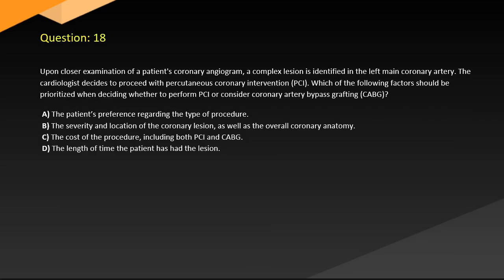Question 18. Upon closer examination of a patient's coronary angiogram, a complex lesion is identified in the left main coronary artery. The cardiologist decides to proceed with percutaneous coronary intervention (PCI). Which of the following factors should be prioritized when deciding whether to perform PCI or consider coronary artery bypass grafting (CABG)? A. The patient's preference regarding the type of procedure.